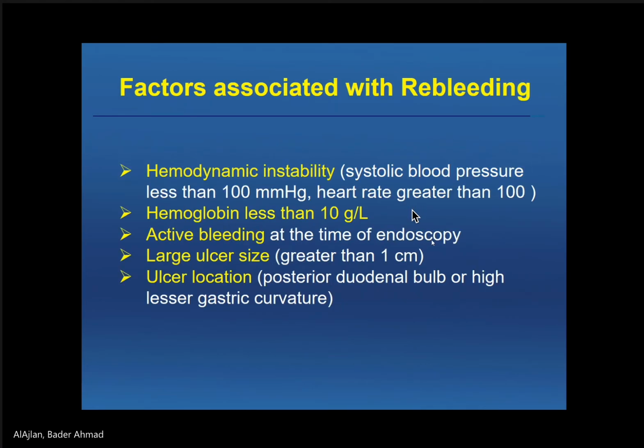So can rebleeding happen? Yes, of course, rebleeding can happen. But what are the factors associated with rebleeding? If the patient's initial presentation was hemodynamically unstable, or hemoglobin less than 10, or if they have active bleeding during endoscopy, or a large ulcer more than a centimeter, or if the ulcer location is in a position difficult for the endoscopist to treat, for example, the posterior duodenal bulb or high lesser curvature.